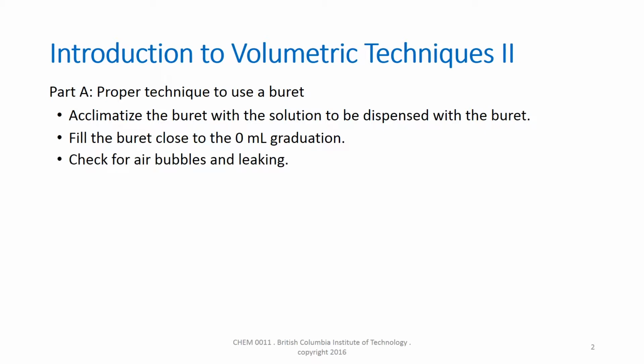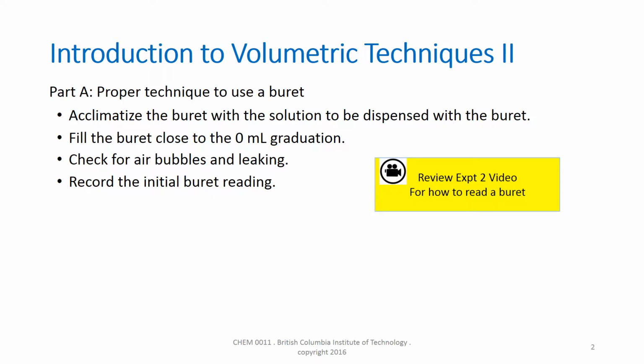Check for air bubbles near the burette valve and tip and check for leaks. If there are no air bubbles or leaks and the bottom of the meniscus lines up with the burette scale, then read and record the initial burette reading. Review the video for Experiment 2 on how to read the burette.